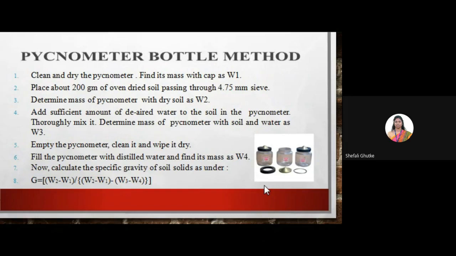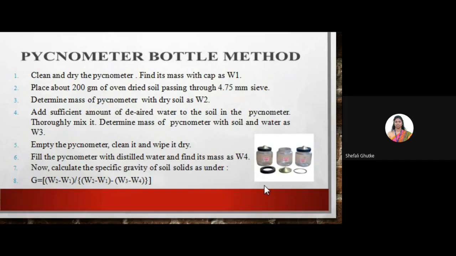We find its mass with cap as W1. Then place about 200 gram of oven dried soil which is passing through a 4.75 mm sieve. Determine the mass of the pycnometer with dry soil as W2. Add a sufficient amount of de-aired water to the soil in the pycnometer. Thoroughly mix it and determine the mass of the pycnometer with the soil and water as W3.